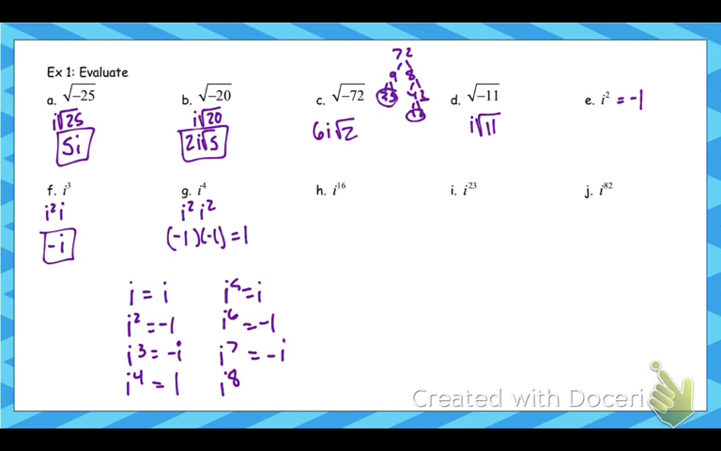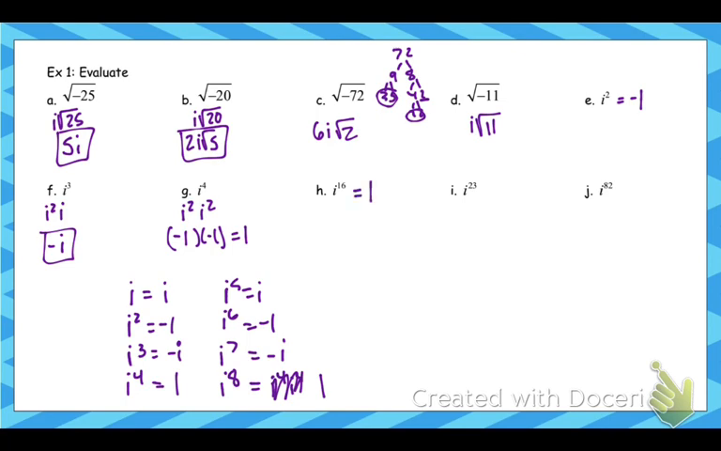All right, let's go to i to the 8th. i to the 8th, that's i to the 4th times i to the 4th. i to the 4th is just 1, so i to the 8th is 1. Let's look at another, i to the 16th. That's i to the 4th times i to the 4th times i to the 4th times i to the 4th. Or an easier way to look at that, using your exponent rules, i to the 4th to the 4th. i to the 4th is 1, 1 to the 4th is 1. So i to the 16th is 1.